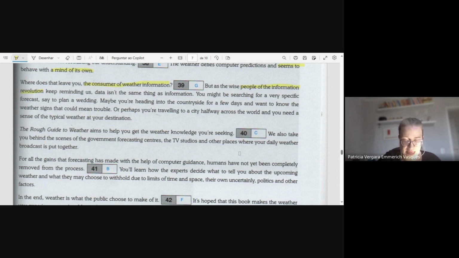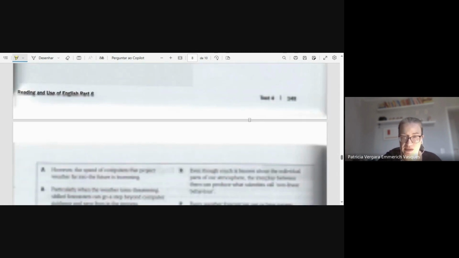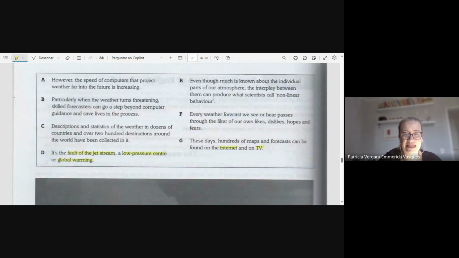Number 40, they give the rough guide to weather. This is the name of this. And then they give, aims to help you get the weather knowledge you are seeking. And number 40 here, it's letter C. So descriptions and statistics of the weather in dozens of countries and over 200 destinations around the world have been collected in it. So this "it" is a place, is a book or an article, something like that.